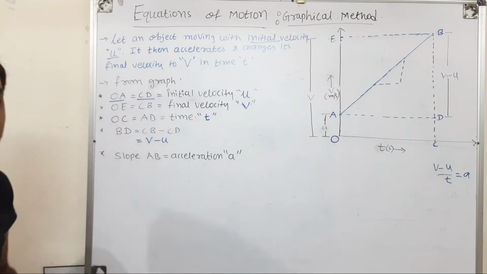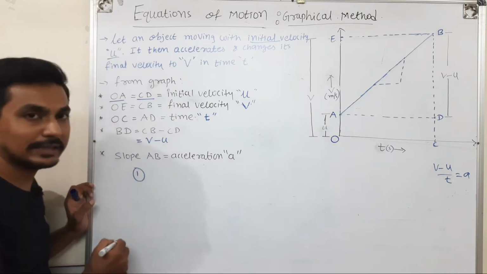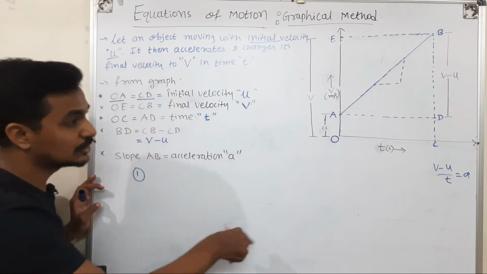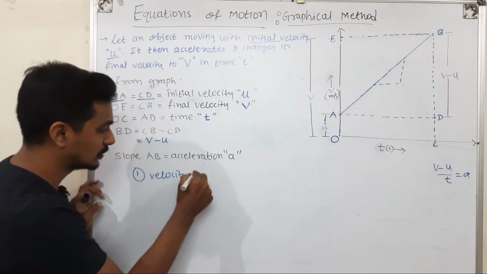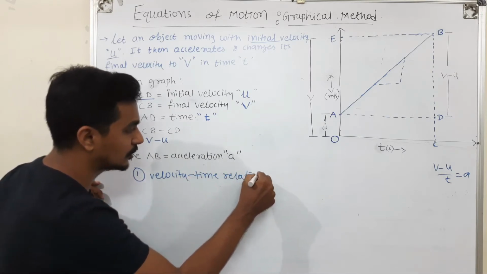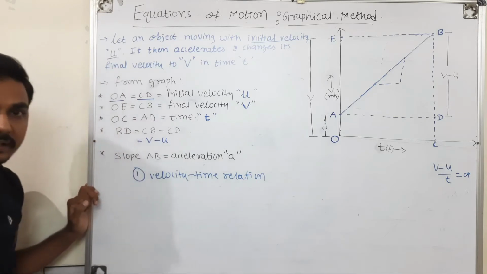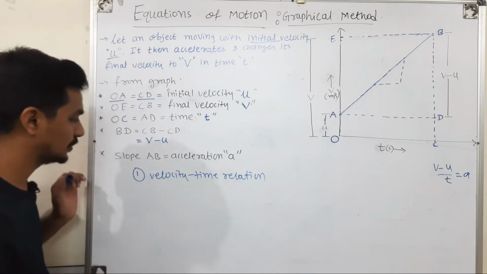So let us derive the first equation of motion, which is also known as the velocity-time relation or the first equation of motion.